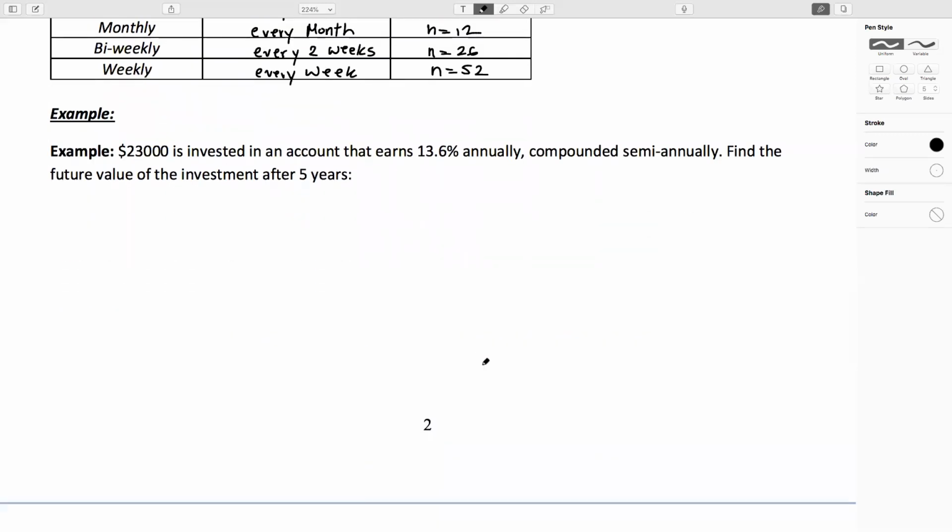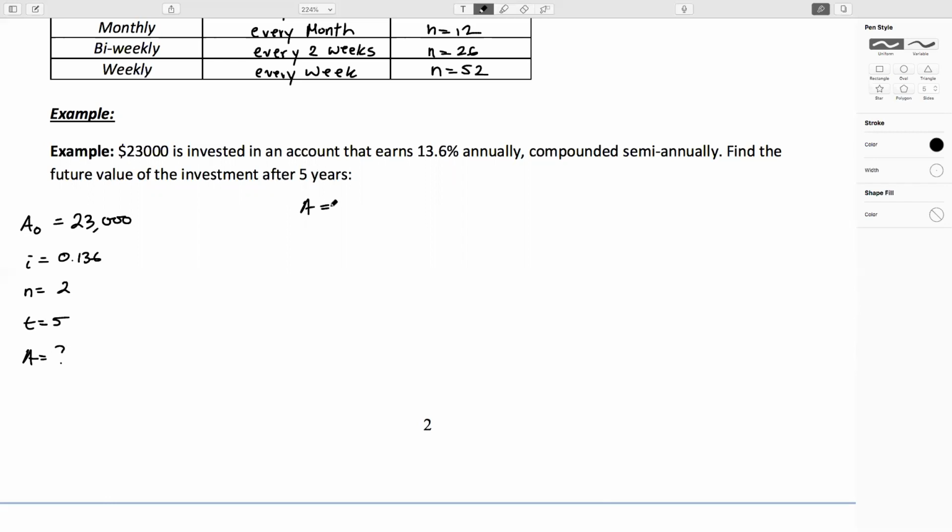So let's take a look at this. $23,000 is invested in an account that earns 13.6% annually, compounded semi-annually. Find the future value of this investment after 5 years. All right, so list out what we know. A0, our principal, is $23,000. Invested in an account that earns 13.6%, so I equals 0.136 annually, compounded semi-annually, so n equals 2. And this is 5 years, so t equals 5. What we don't know is A.